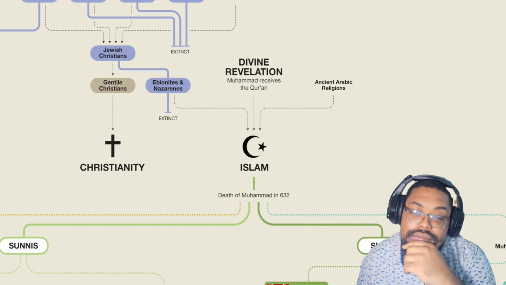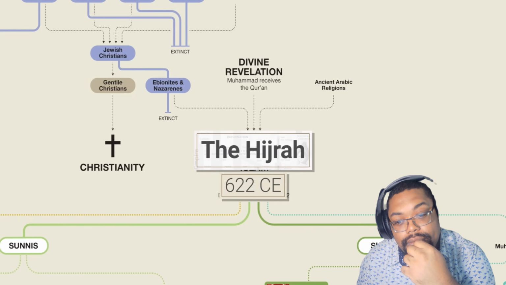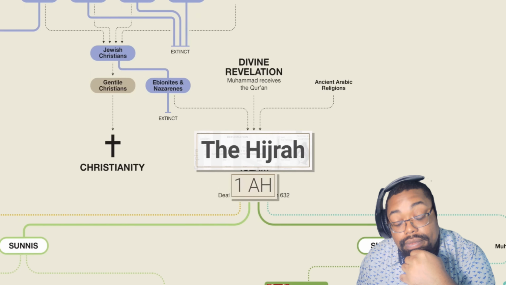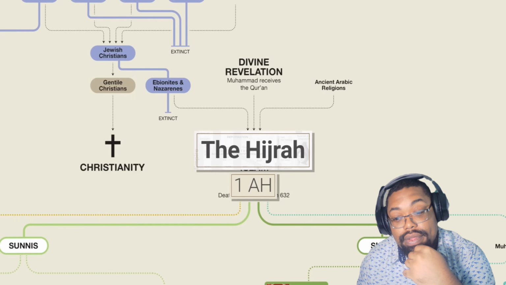This emigration of the Prophet is known as the Hijrah and is considered a very important point in the history of Islam. So much so that this year marks the beginning of the Islamic lunar calendar. It also marks a changing point in the Quran.